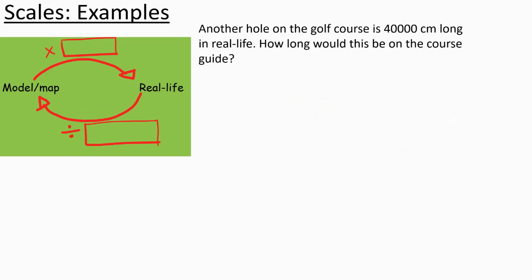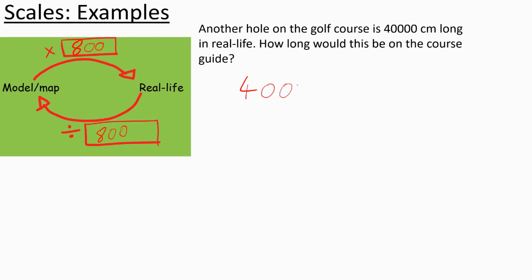Another hole on the golf course is 40,000 centimetres long in real life, and we want to work out how long this is going to be in the course guide. The scale factor is still 800. To go from the model to real life, you times by 800. Real life back to the model, you divide by 800. So if it's from real life back to the model, we need to divide by 800.